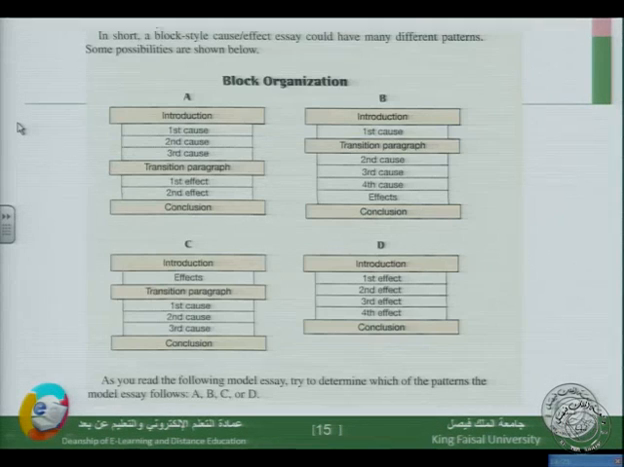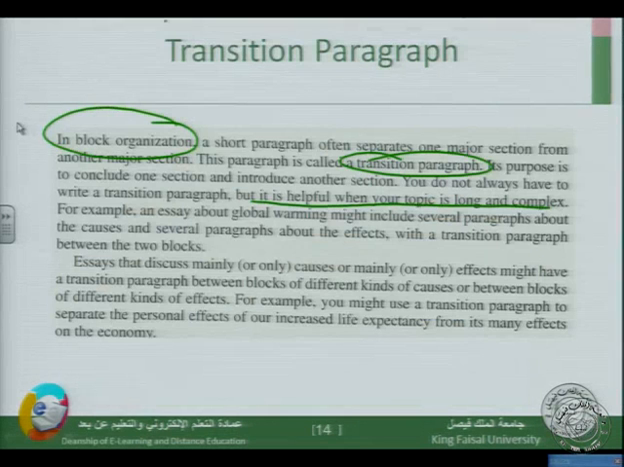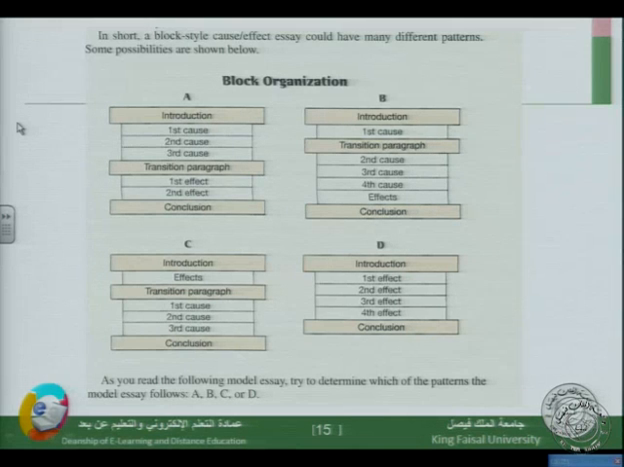Okay? So here is the theoretical background. Let us look at this diagram and pay attention to the parts of this diagram. As you can see here, in short, a block style cause and effect essay could have many different patterns. Some possibilities are shown below. This is what we call block organization. We have this one possibility.